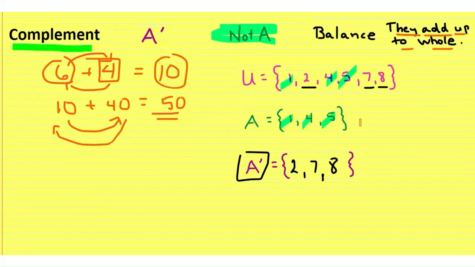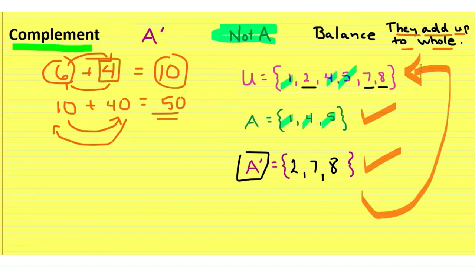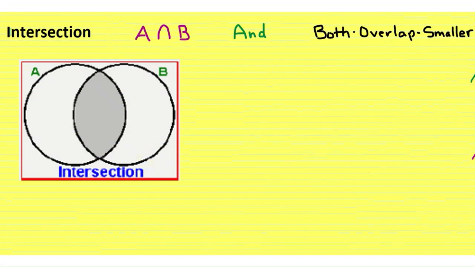But if you notice, if we were to add all of these elements and all of these elements, they would add up to the whole universal set. So hopefully that kind of helps you understand more completely what we mean by complements with respect to set operations and Venn diagrams. Now let's talk about the intersection of sets.